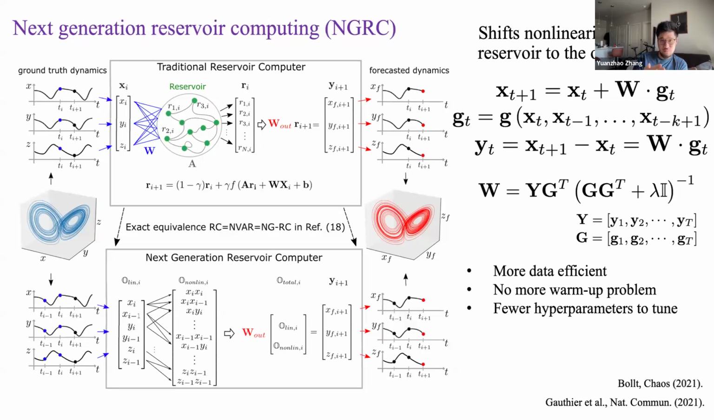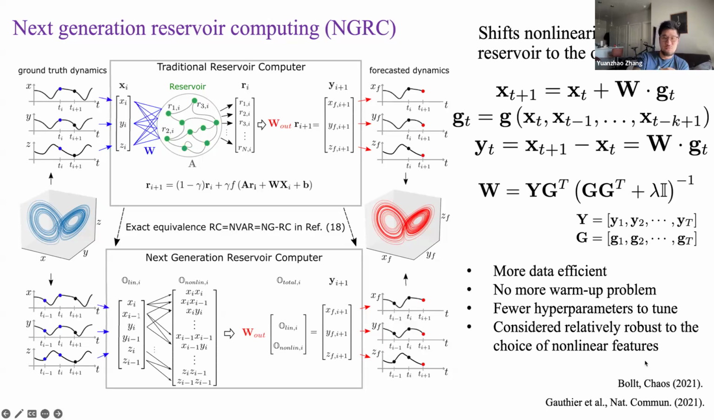And we have fewer hyperparameters to tune. NGRC is generally considered relatively robust to the choice of nonlinear features. In particular, people have demonstrated good performance of NGRC just using the simple quadratic nonlinearity shown here.